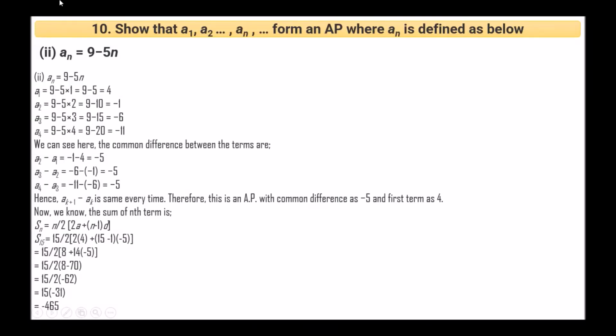Next, an equals 9 minus 5n. So an equals 9 minus 5n. a1 is 4, a2 is minus 1, a3 is minus 6, a4 is minus 11. So the common difference is minus 5. The common difference is the same all the time. So we know the formula for the sum of n terms. So S15 is minus 465.